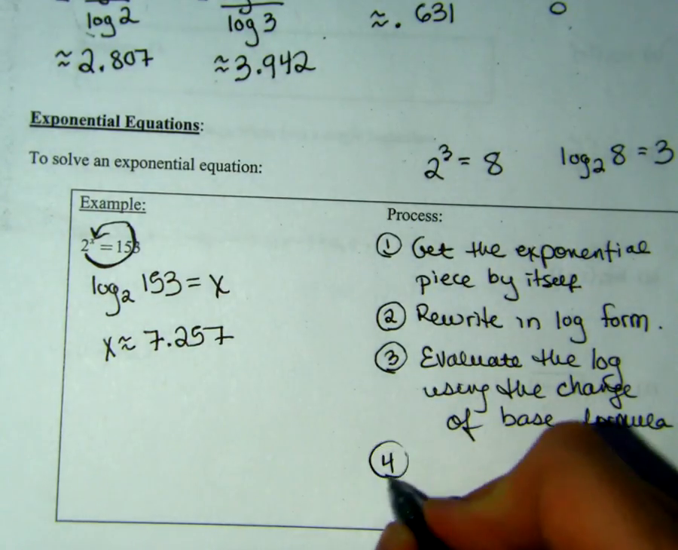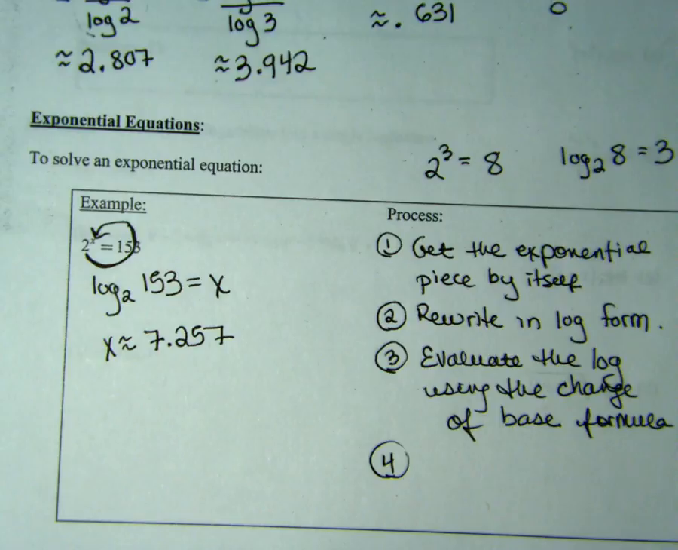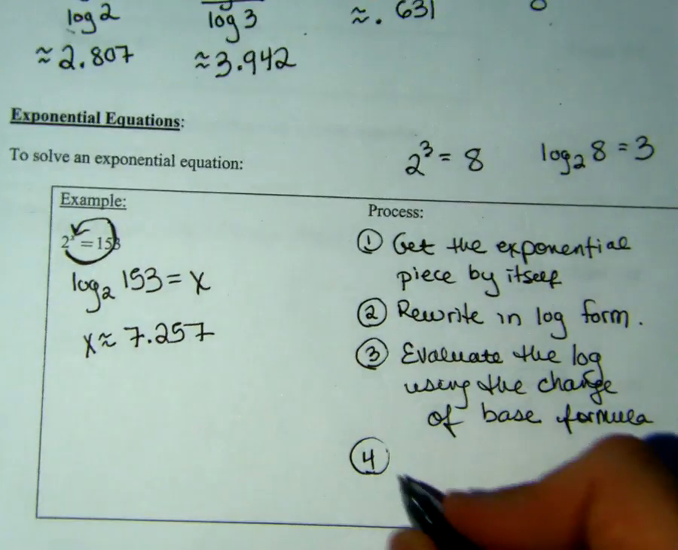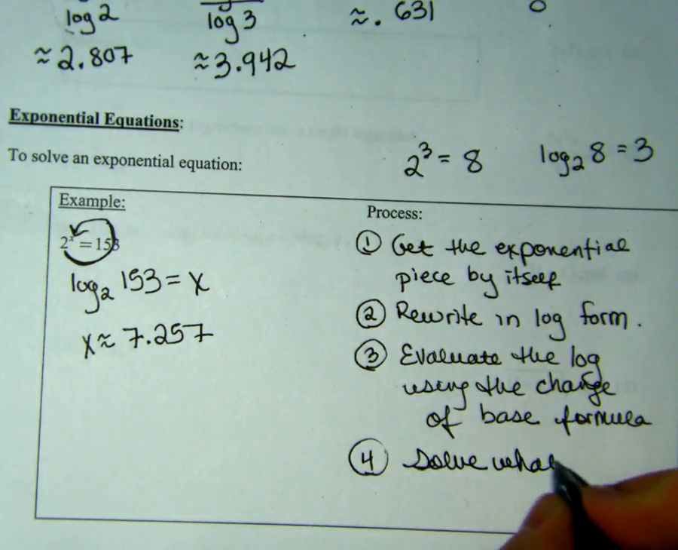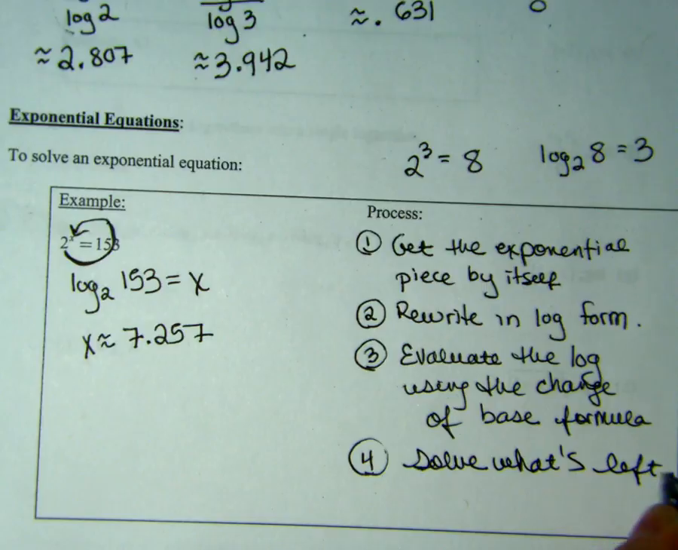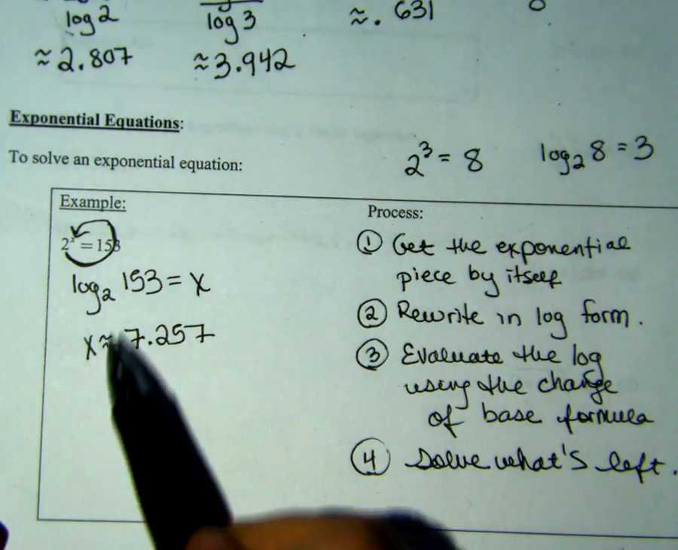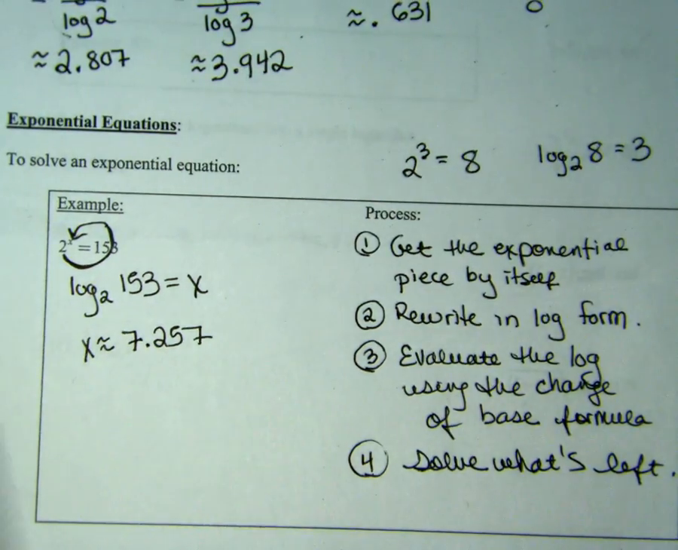Step number 4, which does not matter in this problem, but will matter in others. We might not get x equals. We might get like 2x equals or something. We'll just solve what's left. That is not an issue over here. But if when we did it, we got something like 2x, I'll show you that in a moment. We'll just finish off what's left.